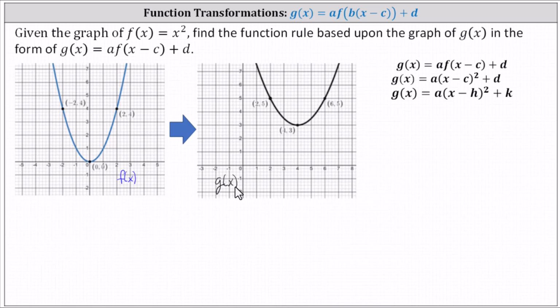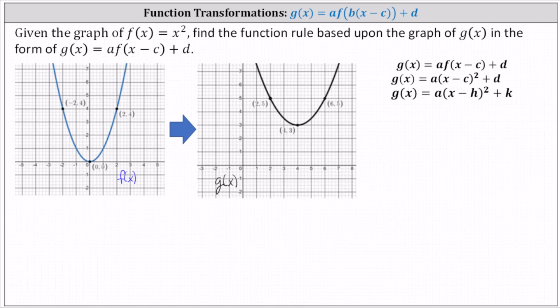c plus d. Recall, if g of x is a transformation of f of x, we can write g of x in the form shown above of a times f of the product of b and the quantity x minus c plus d. Because they're giving us the form below, we know b equals 1, and because f of the quantity x minus c equals the square of x minus c, we know g of x will be in the form of a times the square of x minus c plus d.